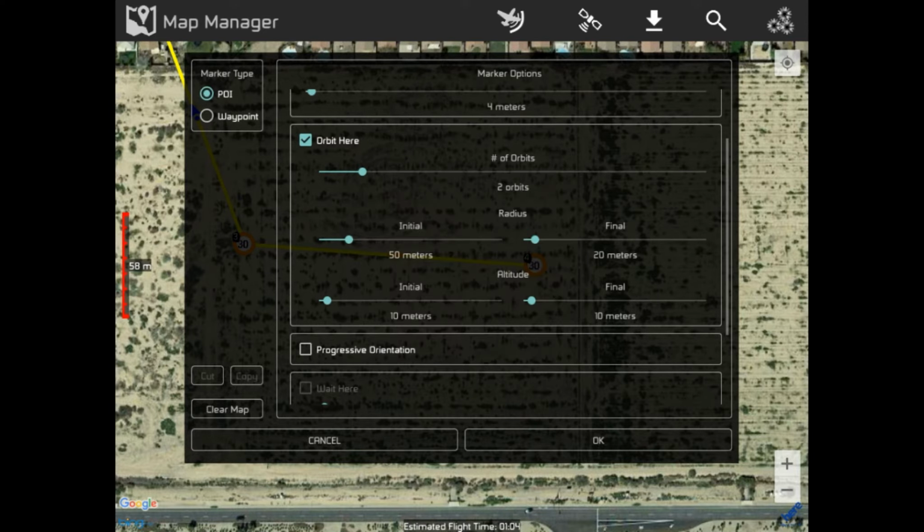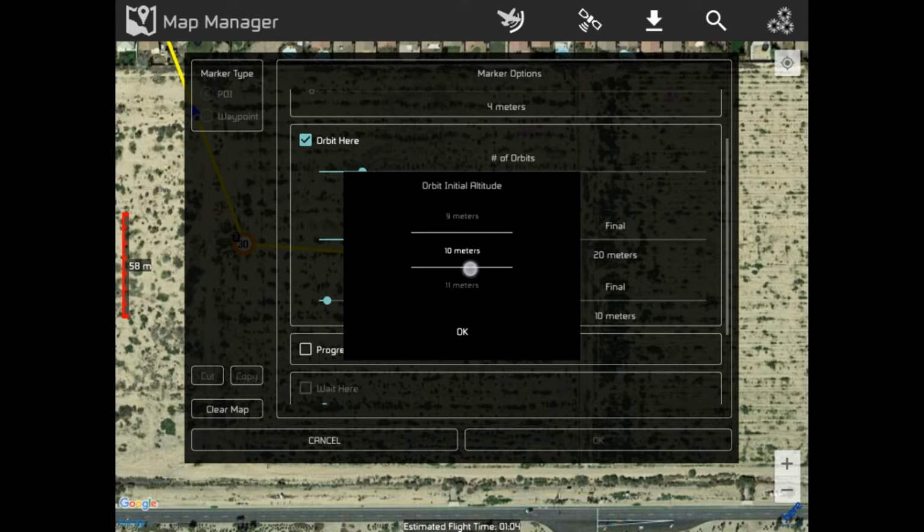Okay. So we're going to start at 50 meters away, and as we're coming around, we're going to keep coming a little closer till we get to 20 meters. Now the altitude, our initial altitude was, I think, 30 meters, and so we're going to start it with that.